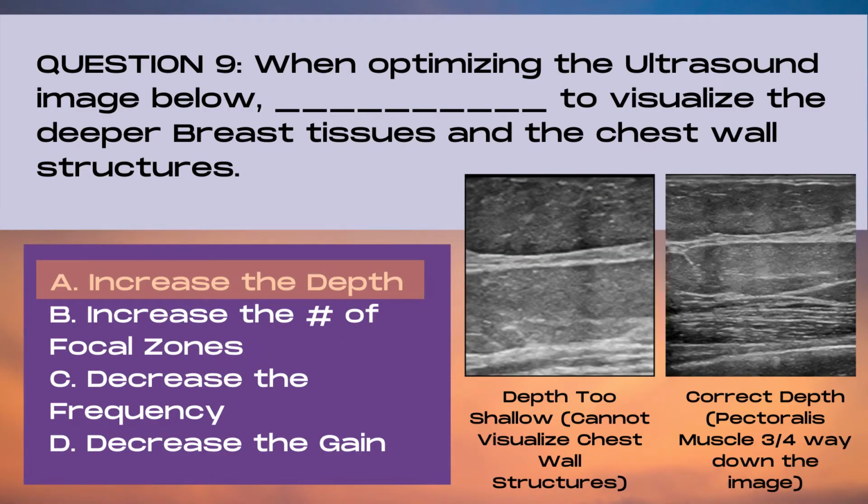When the depth is too shallow, the image is so zoomed up that you cannot visualize the chest wall structures or the deeper breast tissue. Ideally, on a breast ultrasound, a correct depth setting would show the pectoralis muscle about 3/4 of the way down the image. This ensures that you can easily visualize and interrogate the deeper breast tissue.